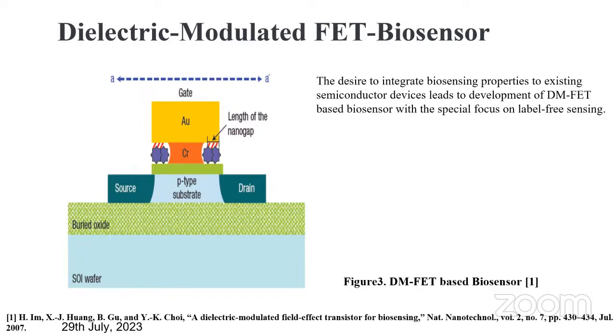After the functionalization of the biomolecules, the gate capacitance gets modulated. Since the gate capacitance gets modulated, the surface potential will change, the current will change, and we will be able to measure the changes before and after the functionalization of a biomolecule. So this is the basic principle of a dielectric modulated FET biosensor. It works on the modulation of the dielectric.